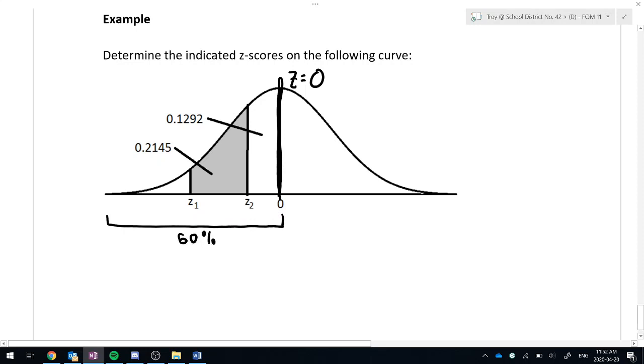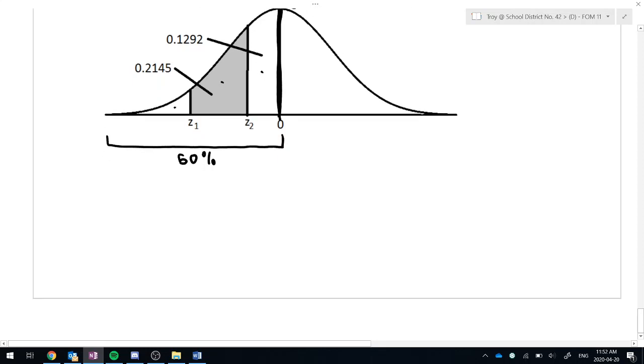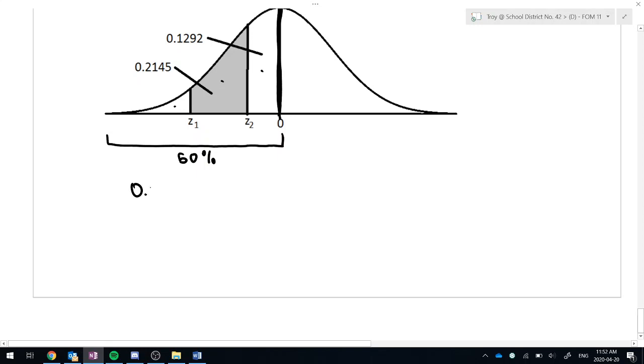Has to be, because the mean cuts the data exactly in half when it's normally distributed. So if we know this one is 0.1292, we know this one's 0.2145, we know that this has to be whatever is going to allow us to add up to 50%, right? So what I'm saying is 0.1292 plus 0.2145 plus our unknown area here, what I'm calling x, must equal 0.5.